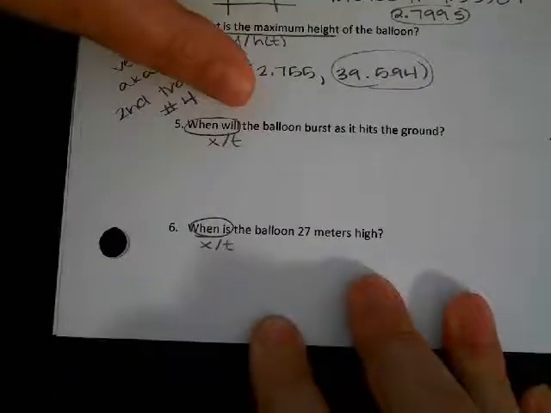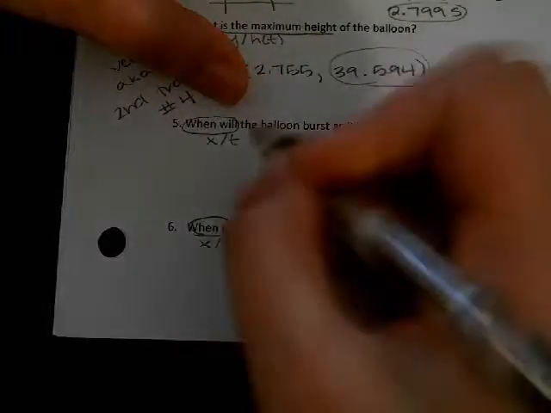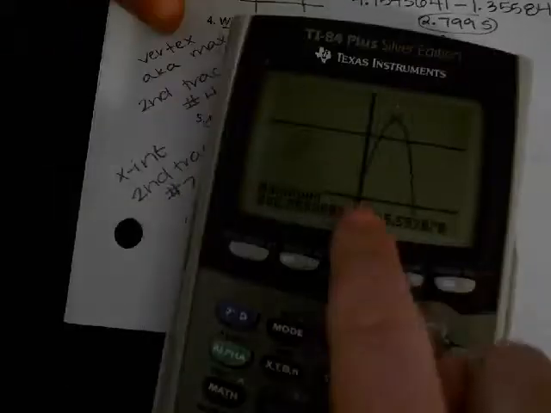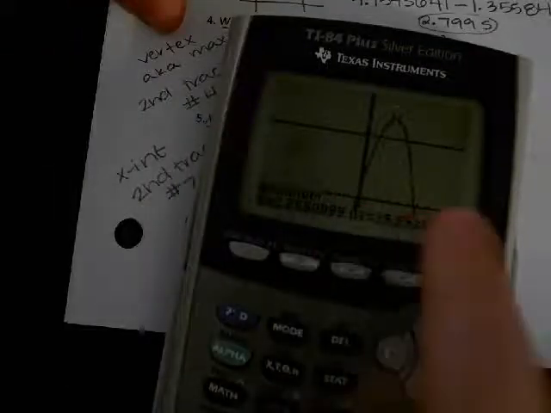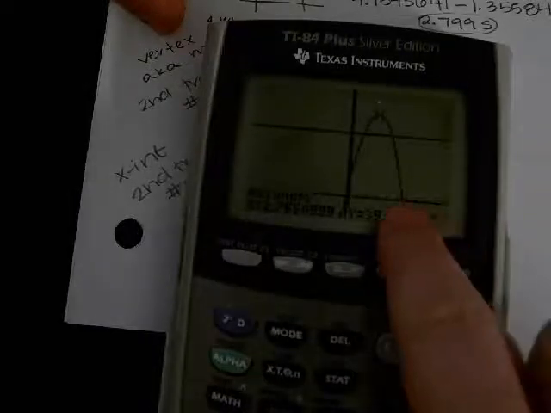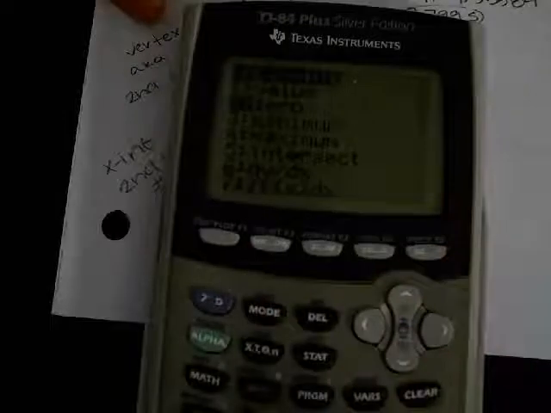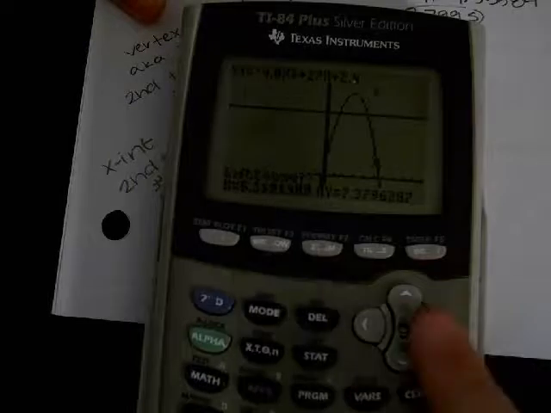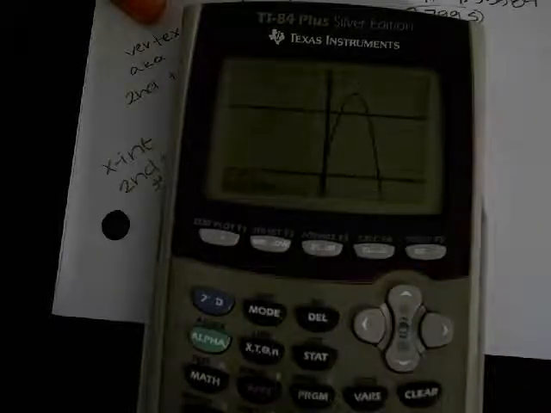When will the balloon burst? As it hits the ground. We know that the balloon hitting the ground, we already saw this in our drawing up here, this was our x-intercept. So we need to do second trace number 2. Now there are 2 x-intercepts on this graph. There's one over here and one over here. The only one that I want for this problem is the one over here. So I'm going to do second trace number 2. 5.598.